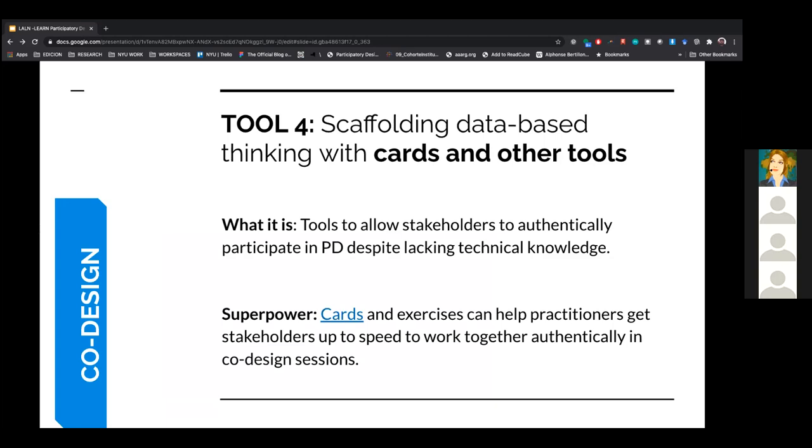So this is really interesting: scaffolding data-based thinking with cards and other tools. As I mentioned before, and as I'm sure you all know, one of the challenges we have as learning analytics designers who want to do human-centered design is the barrier of knowledge between us, with our technical knowledge, and the students, teachers, and other stakeholders that we will be working with. So these are a series of tools that allow us to scaffold that knowledge, or allow these stakeholders to participate authentically, creating things through these tools to help them know some of that technical knowledge.